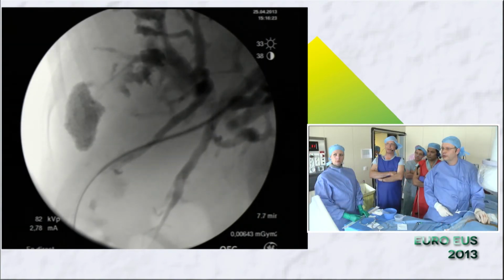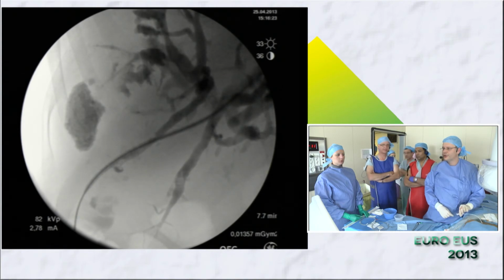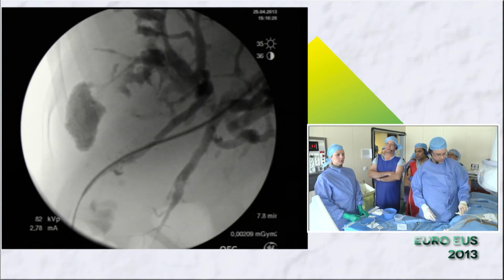Probably you have to combine a direct drainage of this abscess. Yes, I will perform it just after. I organized that.